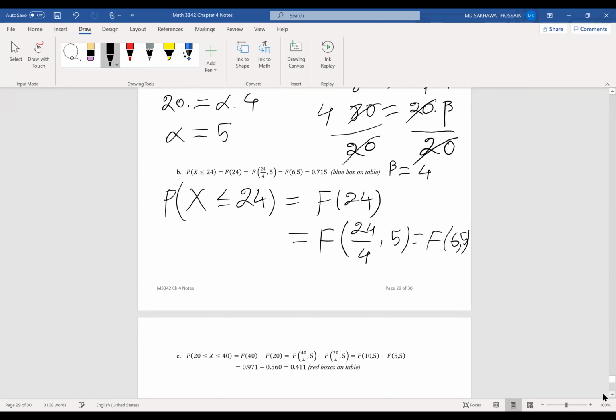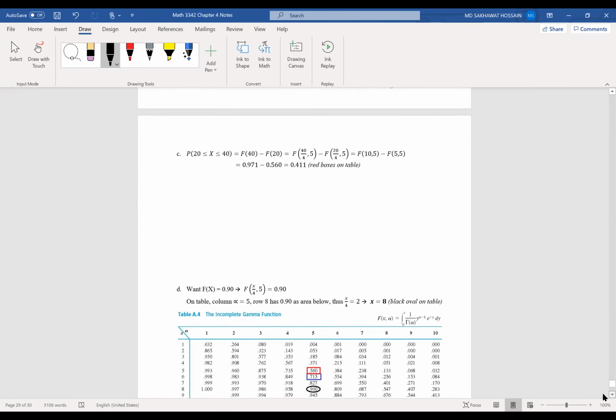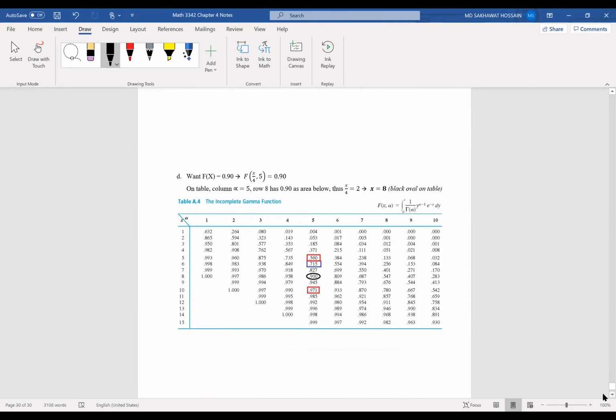Now we can go to the table, and you can see this table is for F(x, alpha). That means beta is equal to 1. We are considering beta equal to 1 for this table. This is the CDF F(x, alpha). The first column represents the value of x, and the first row represents the value of alpha. So the first number is in the first column and the second number is in the first row.